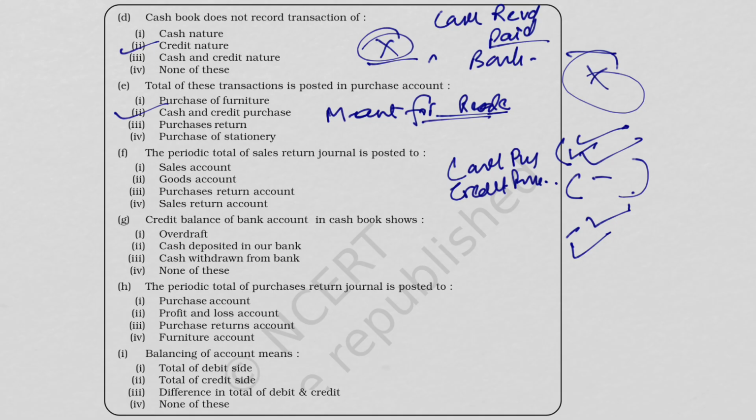So the total purchases, cash and credit, will go to the purchases account. Next we have: the periodic total of sales return journal is posted to. The answer is sales return account.